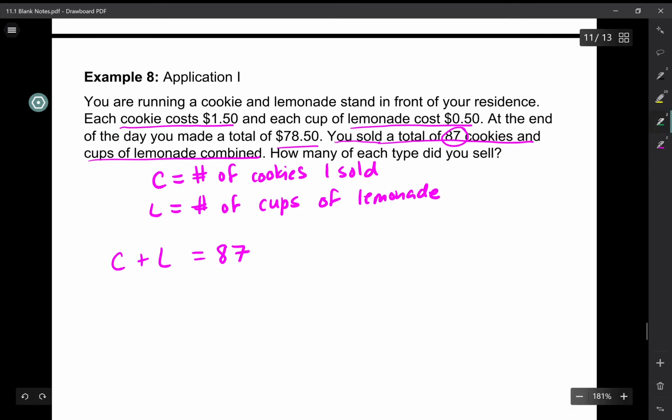The other information is all from this business right here. Let's put it in green. Each cookie is $1.50. Each cup of lemonade is 50 cents. At the end of the day, I made $78.50. So how much money would I have made from cookies? Well, if I sold 10 cookies, I'd make $1.50 times 10, which is $15, right? So what did I do? Well, I took the number of cookies and I multiplied it by $1.50. So the amount I make from cookies is going to be 1.50 times C. That's how much money I get from cookies.